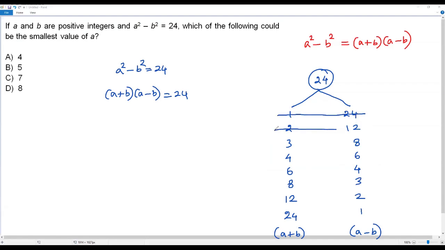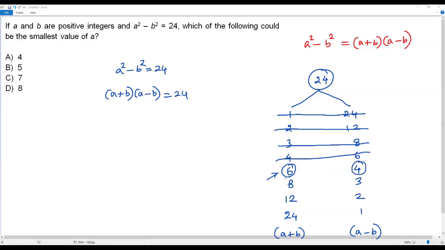For the same reason, we can reject the second pair as well, the third one as well, and the fourth one as well, because in all these four pairs, the values of a + b are less than the values of a − b. Okay, now what we can do is go to the fourth pair of factors. Here the value of a + b is 6, the value of a − b is 4.